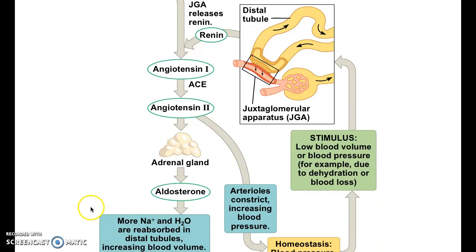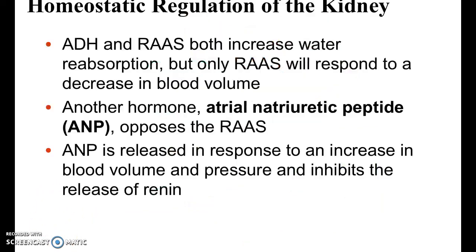I hope this is clear. But like I said somewhat in the beginning of the video, ADH and RAS both increase the permeability of the tubules, but only the RAAS responds immediately to the decrease in blood volume. So if you're shot, the first set of hormones that comes into play is the RAAS and then the ADH, not the other way around.